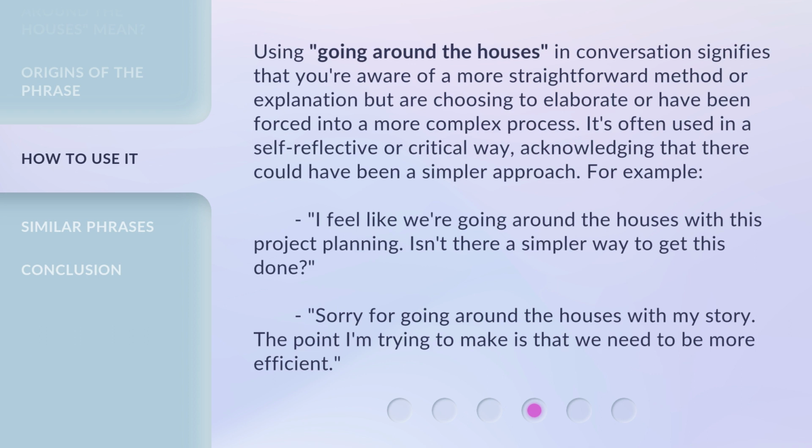For example, I feel like we're going around the houses with this project planning. Isn't there a simpler way to get this done? Sorry for going around the houses with my story. The point I'm trying to make is that we need to be more efficient.